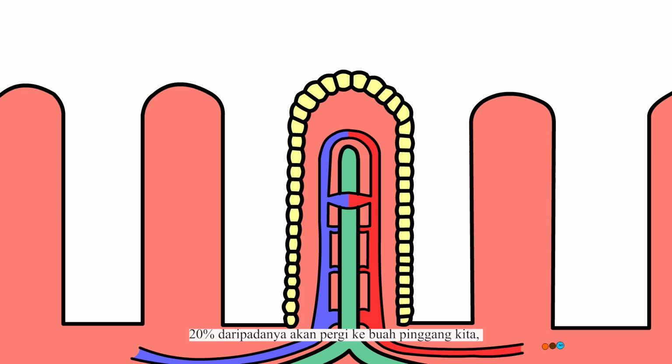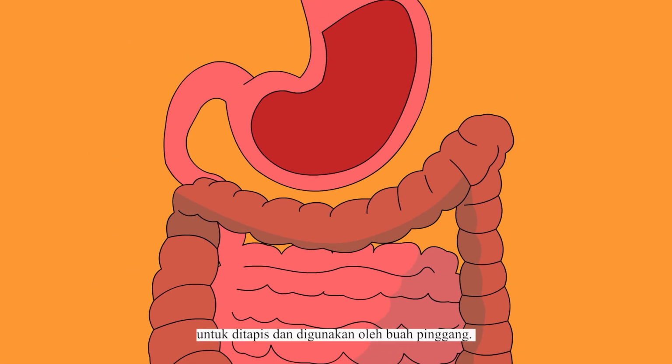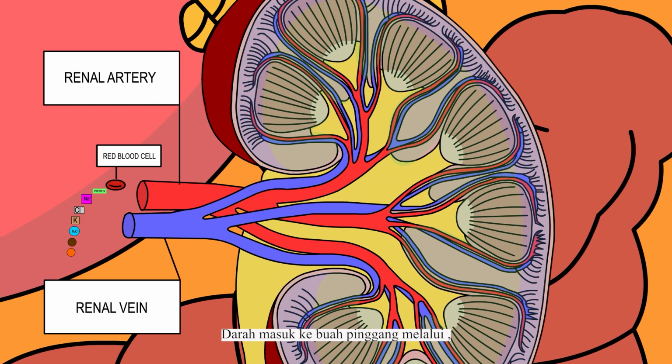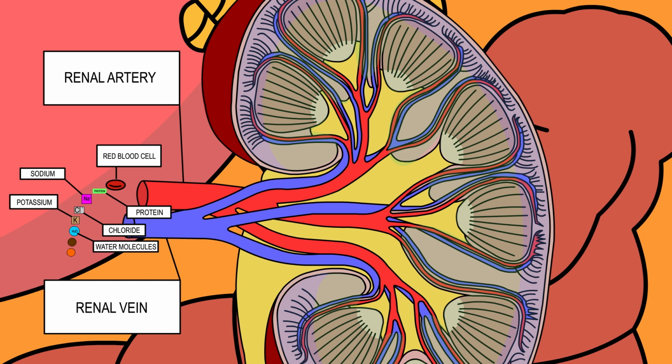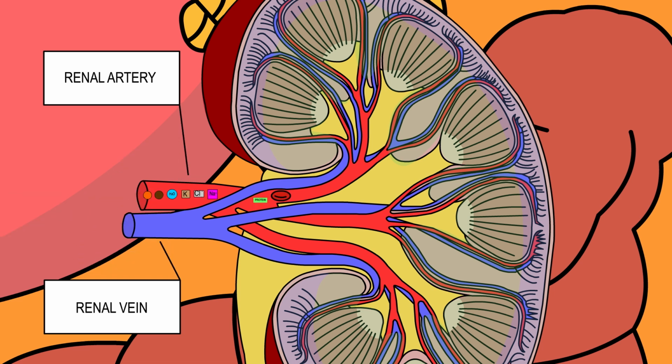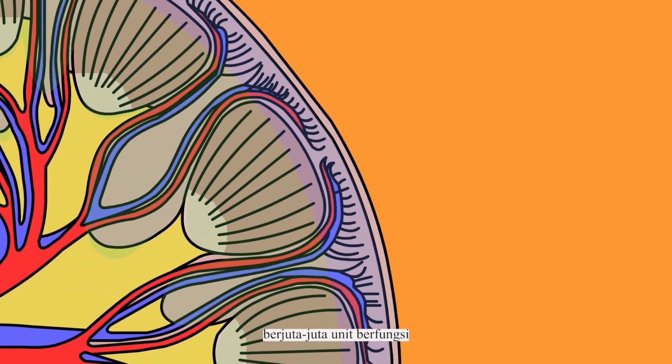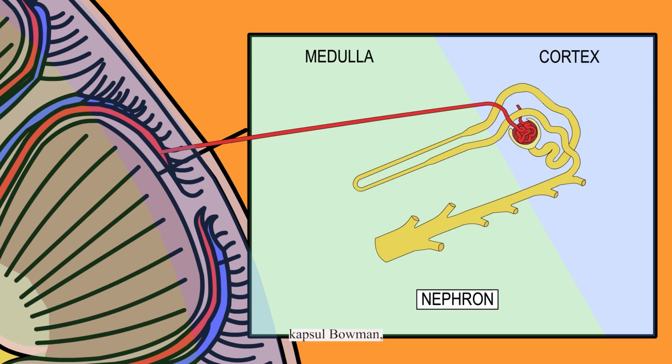20% of it will go to our kidney to be filtered and used by the kidney. In the kidney, the blood enters the kidney by the renal artery. Each kidney is made up of millions of functional units called nephrons. Each nephron is made up of a Bowman's capsule, glomerulus, and renal tubule.